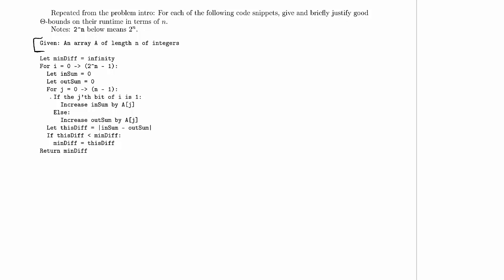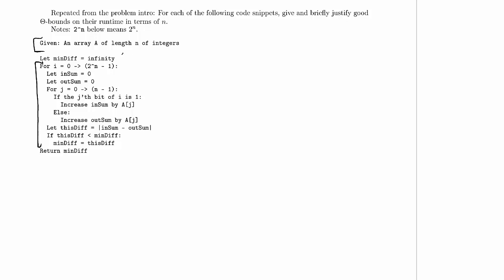And if the jth bit of i is 1, then we increase inSum by A of j. Otherwise, we increase outSum by A of j. And then we let diff be the absolute value of inSum minus outSum. And if this diff is less than minDiff, we're supposed to set minDiff to this diff. And finally, we're out of that loop. That loop was most of the code. And we return minDiff.